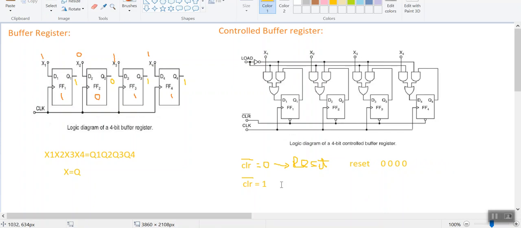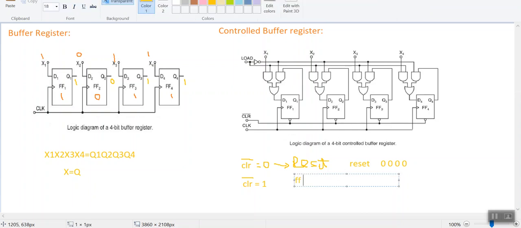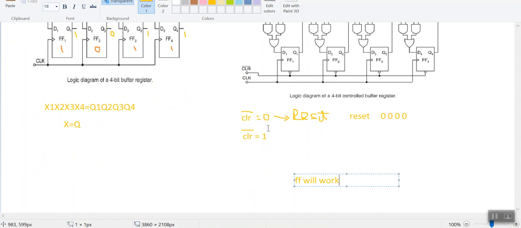When clear bar is equal to 1, it is nothing but the high state, when the flip-flops will work. Now, whenever this action changes from clear 0 to clear 1, then load will take place. At this particular time, load will come into existence. So when you consider load equal to 0 and load equal to 1, what will happen?